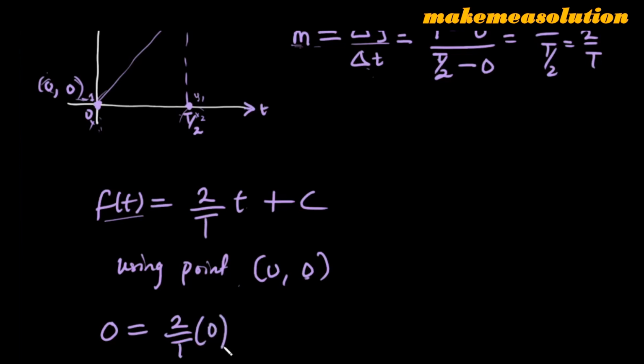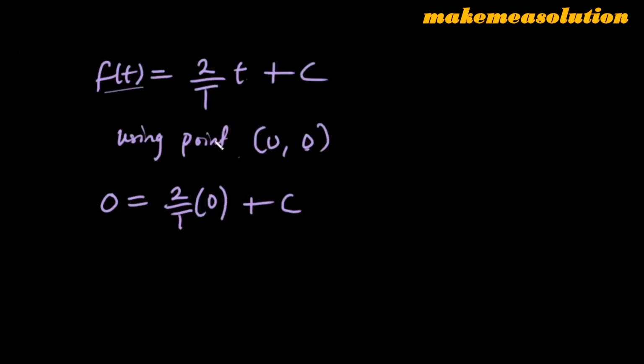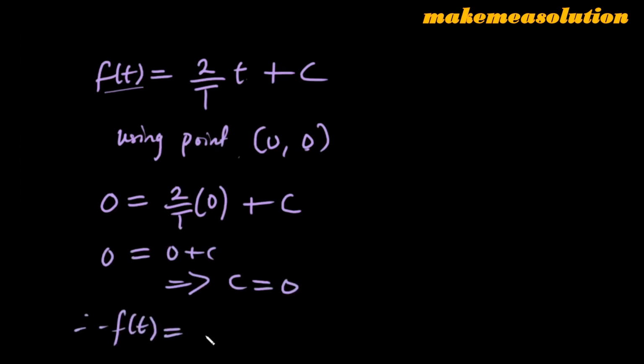Is that okay? Plus c. So if you solve this equation, you will discover that 0 is equal to 0 plus c. The implication is that c is equal to 0 in this first case. Therefore, f of t for the first case is 2 over t. So this is the definition of f of t for 0 less than t less than T over 2.